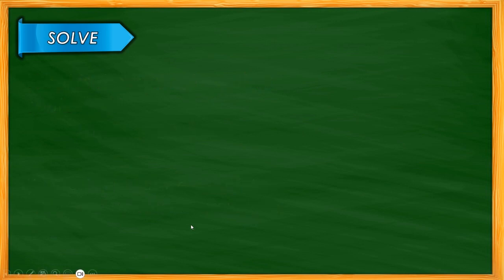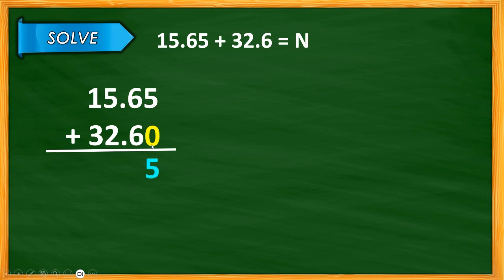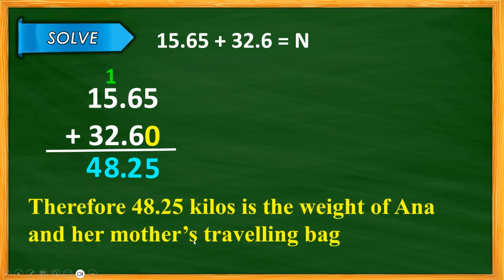Now, let's solve the problem. First, align the two numbers in column. Make sure the decimal points are aligned vertically. And then add 0 if possible. Then perform the operation to be used. The operation is addition. So, 5 plus 0, the answer is 5. 6 plus 6, the answer is 12. Regroup 1. And then 1 plus 5 plus 2, the answer is 8. And 1 plus 3, the answer is 4. And then affix the decimal point. Therefore, 48.25 kilos is the weight of Anna and her mother's traveling bags.